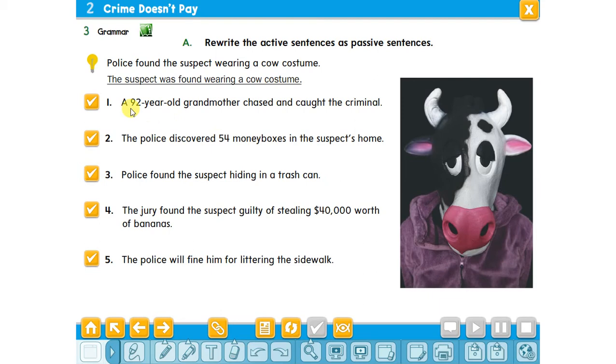نفس الشيء هنا، طلعوا على الجملة: A 92-year-old grandmother chased and caught the criminal. مفعول به ايش؟ the criminal. وين الفعلين هون؟ عندك chased و caught، طبعا هذا فعلين بس كلاهما في الماضي. شو بده يصير؟ The criminal, yes. طبعا ممكن اقول by a 92-year-old grandmother، ممكن ما اكتبها، ما في مشكلة في الجملة هون.